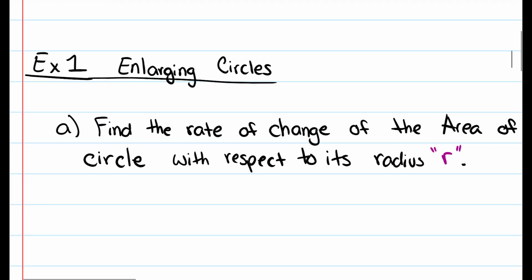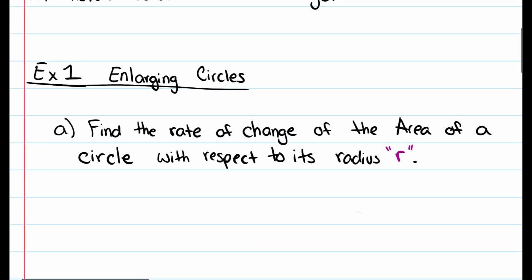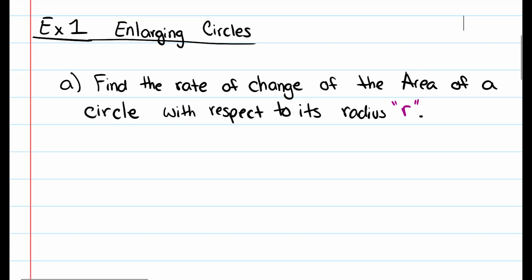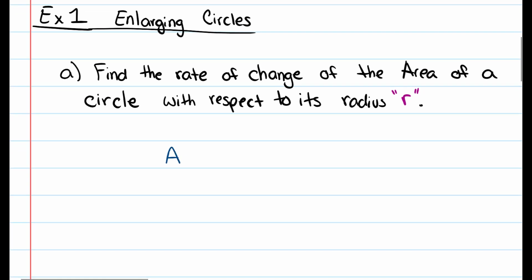In example 1, we're going to talk about enlarging circles. So the first thing we're going to do is find the rate of change of the area of a circle with respect to its radius r. The first thing we need to do for this problem is write down the formula for the area of a circle. So area equals pi r squared.